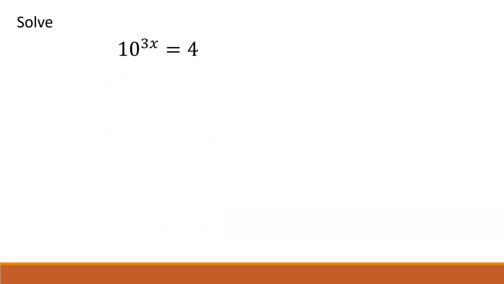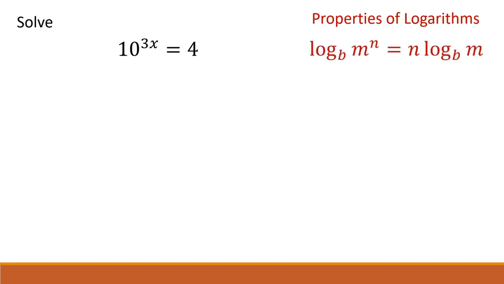Our next example is a little more complicated because we can't make the base on the left, the 10, equal to the base on the right, the 4. 4 is 2 squared, but we can't rewrite 10 as 2 to a power. So we're going to rely on some properties of logarithms to get to our solution. Since we need to get that variable out of the exponent in order to solve the equation, we'll use this property of logarithms. It says that if we have a log of any base of m to the n power, we can rewrite that by bringing the n out front as a factor times the log of m.